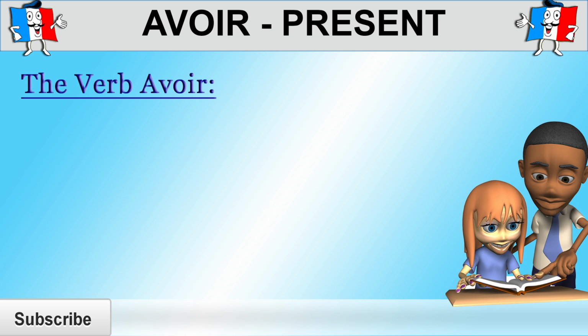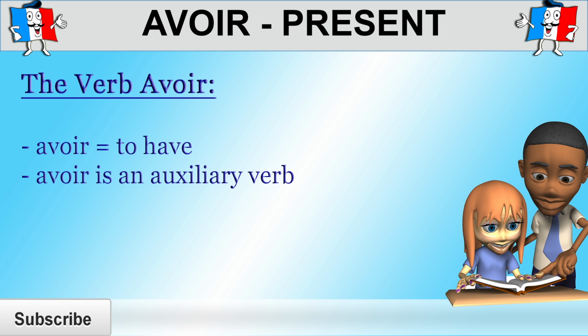Before we learn how to conjugate the verb avoir, let's first have a look at a few facts about this verb. So as you probably already know, avoir means to have. But that said, in some expressions, it actually translates to be. Avoir is a very important verb because it's an auxiliary verb, which means that it's a verb which is often used to conjugate other verbs to form compound tenses, such as the perfect, for example.